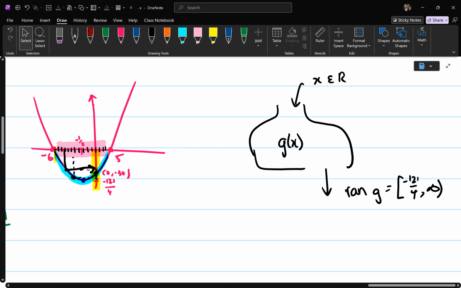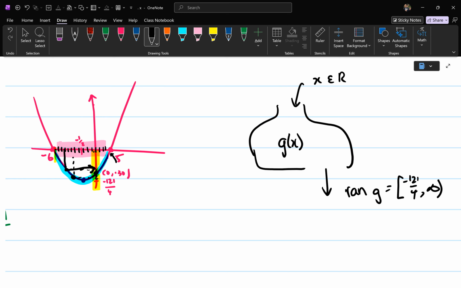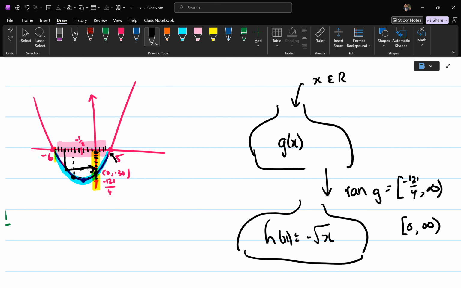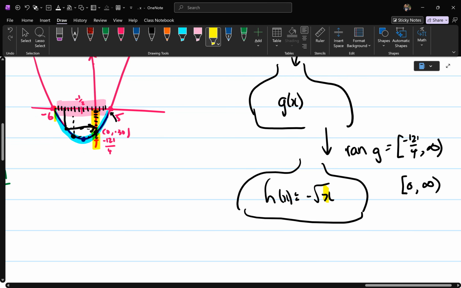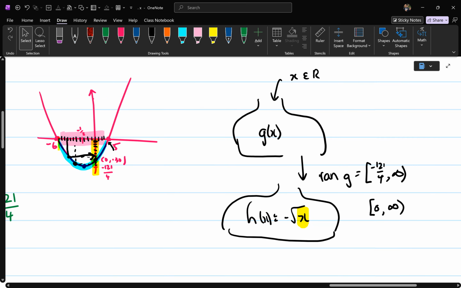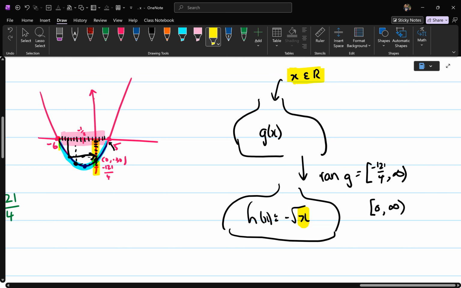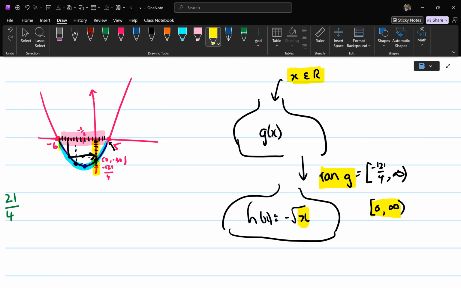I can't have negative 121 on 4 up until 0 because I need the y values to be positive or 0 at minimum. So the only ones I can accept is from 0 to infinity, because remember the domain of your h of x, you can only square root 0 and bigger. So this is where you look at the graph and say, well, okay, I need to fix my x values so that my range is fixed, so that it can only get 0 to infinity.